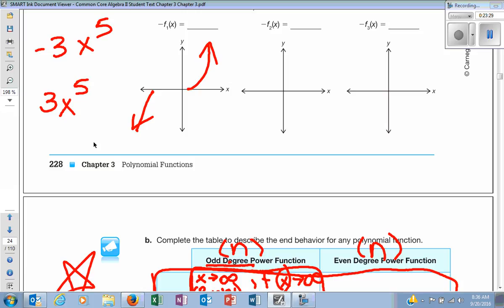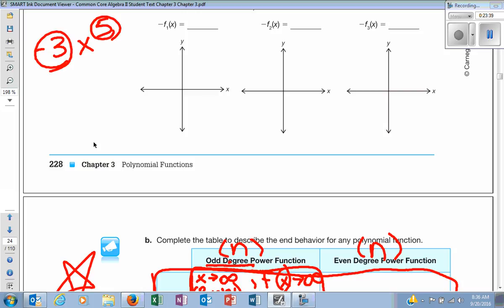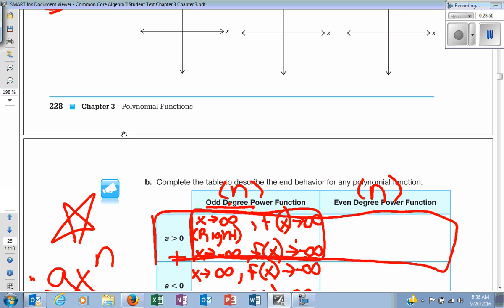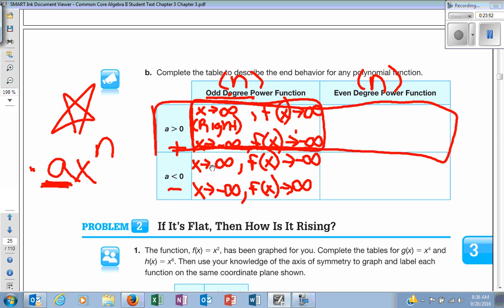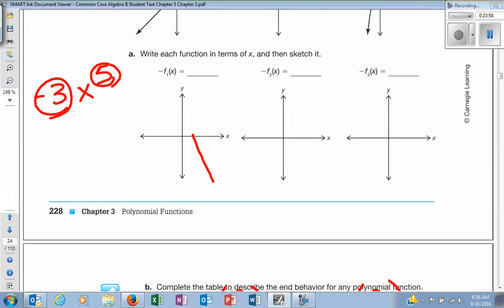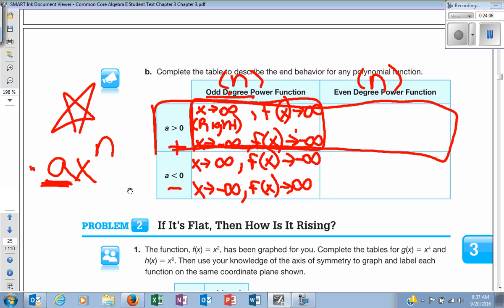What do I know is going to happen based on that chart? Based on that chart, my a is what? Negative, and my power is, what does it say? As x goes, that means x is positive. That means I'm going to the right. As I'm going right, this graph is going to be going down. So I know this graph right here is going to end going down and start going what? What do you notice about the odds?